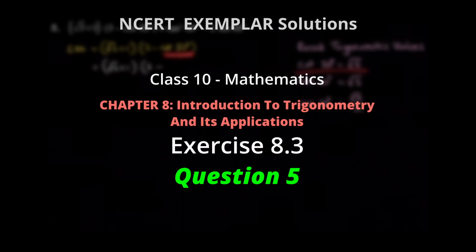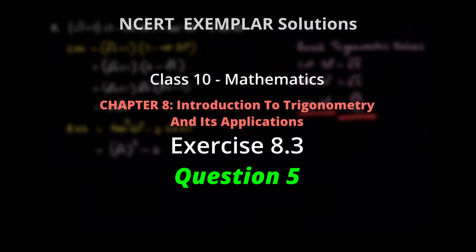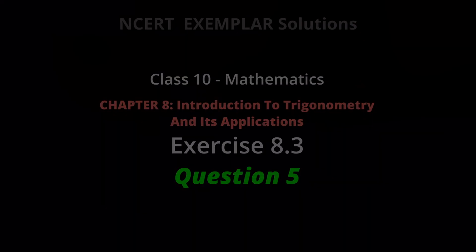NCERT Exemplar Solutions, Class 10, Maths, Chapter 8, Exercise 8.3, Question number 5. Prove that (root 3 plus 1)(3 minus cot 30 degrees) is equal to tan³ 60 degrees minus 2 times sin 60 degrees. Let us recall the trigonometric values.